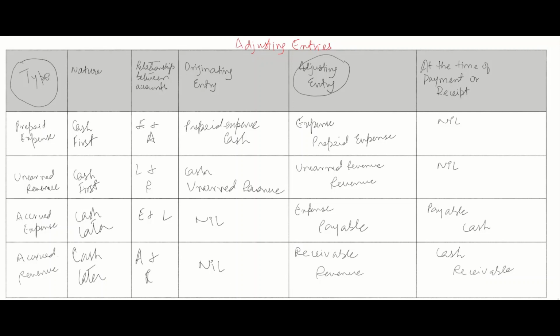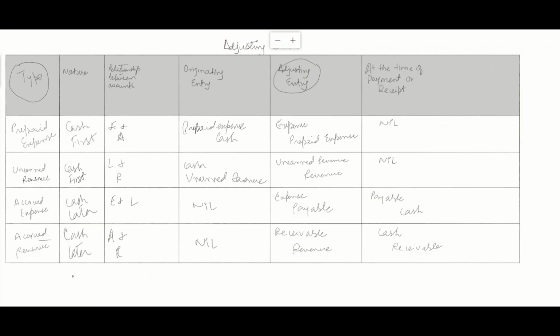Let me tell you. The answer is July. Why? Because July was the month in which the marketing team provided its services to the customers to help the company in producing a revenue, not August. So, this is the reason we are going to record salary as an expense in the month of July.